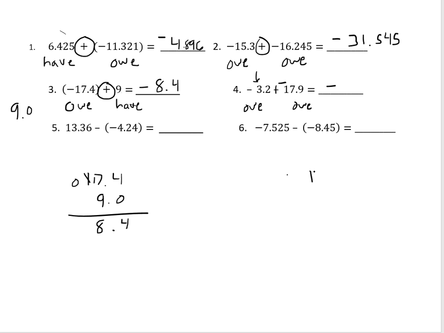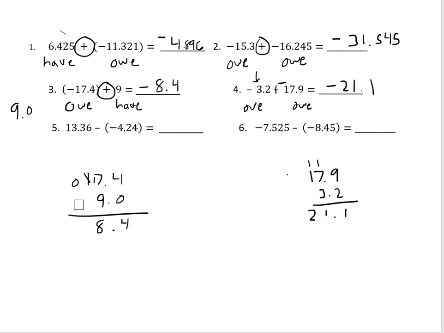To figure out what our answer is, we take the 17.9, we add it to the 3.2, and we get negative 21.1. Remember, the decimal just comes straight down in our answer. Okay, number 5, 13.36, subtract a negative 4.24.